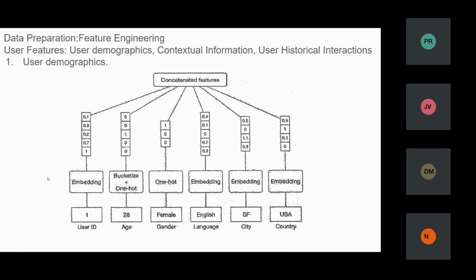Moving further with user features, we'll be discussing the user demographics, contextual information, and user historical interactions. For user demographics, as you can see, it's details regarding the user: user ID, age, gender, language, city, and country, and all of those embeddings are concatenated into the concatenated features.